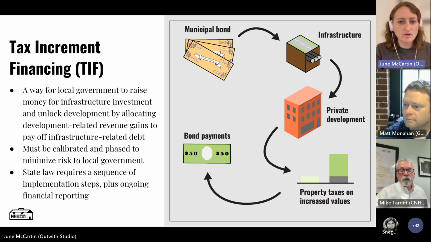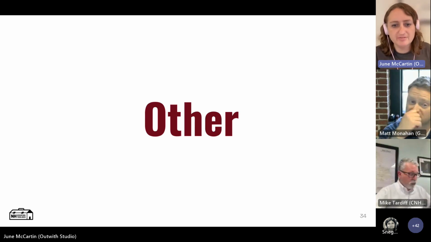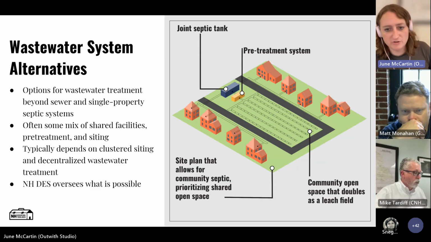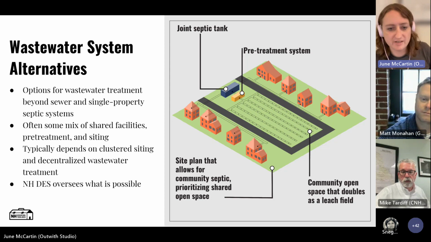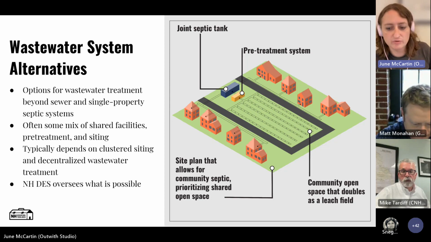Totally. So to just try to close this out as quickly as possible here, two other tools that didn't fit into the buckets we had crafted here. Wastewater system alternatives. As noted earlier, not every site is going to have sewer, and then septic becomes a barrier to lower land intensity that could potentially be more affordable.